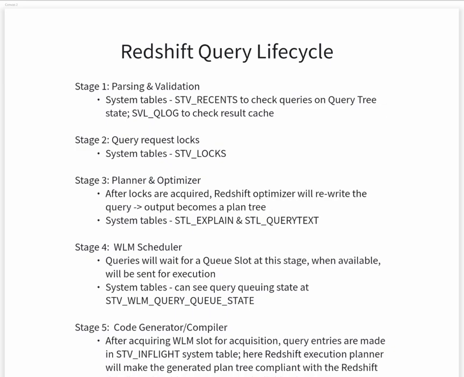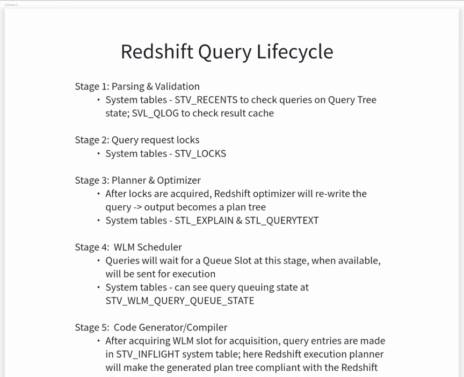Redshift is a very powerful petabyte-scale fully managed data warehousing service that is very popular among our customers with AWS. A typical query comprises 8 to 9 stages in its full lifecycle, and I'm going to walk you through some system tables that you can leverage to check on the background jobs that are actually happening under your query.